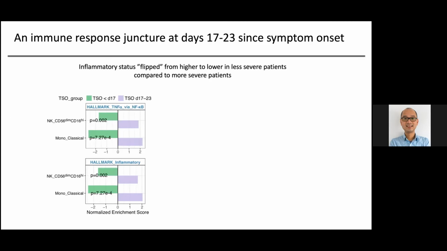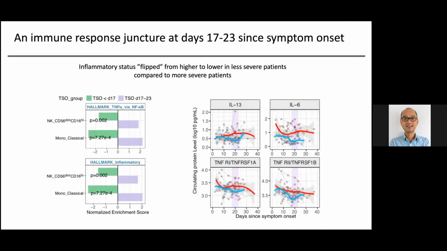And that's intriguing. Then we also looked at the circulating proteins, so these are inflammatory mediators. You see a similar picture, in that in red are the more severe patients. You can see that by the time they hit this period, they start to inch up a little bit in some patients, but in the milder cases, they actually start to go down a bit, right?